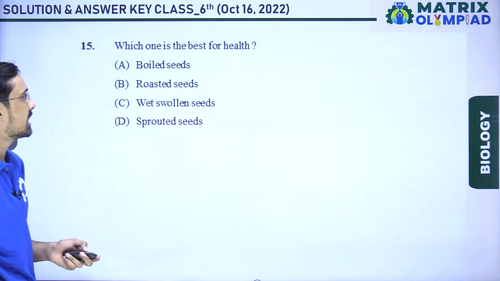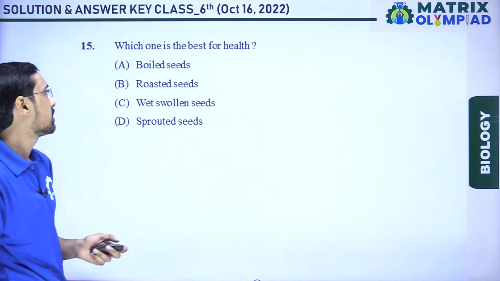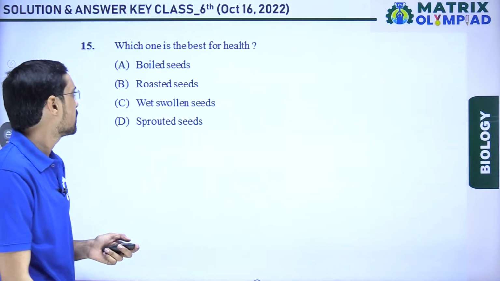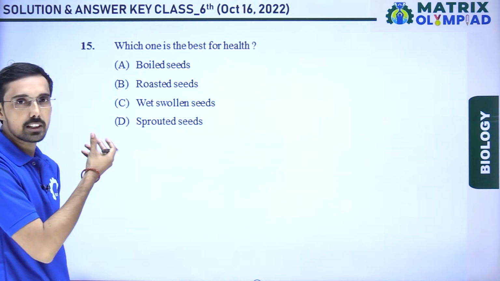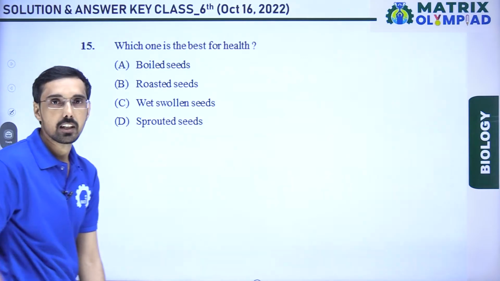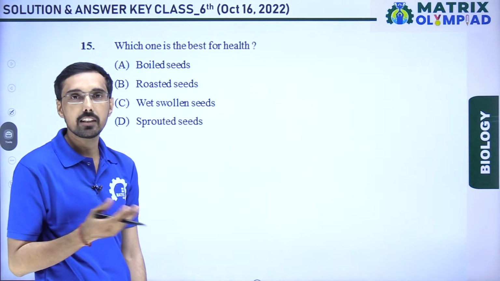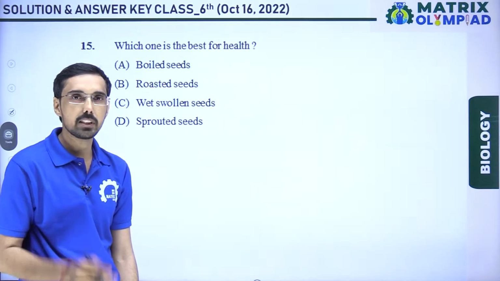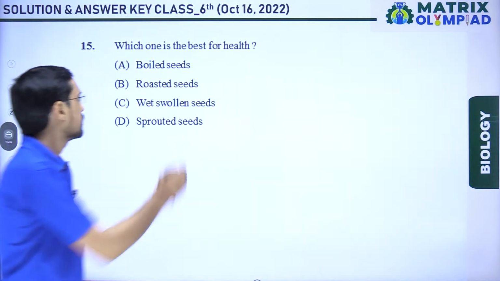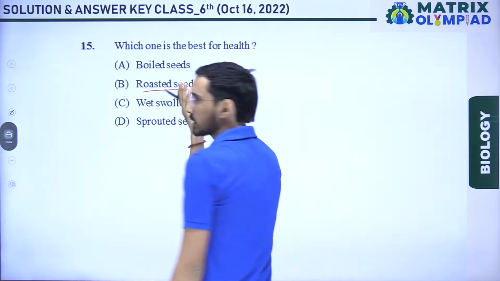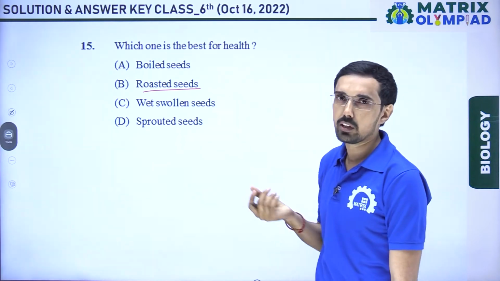Now move to the second question. Which one of the following is best for health? The options given are boiled seed, roasted seed, wet swollen seeds and sprouted seed. As we know, if we boil something, it will lose its content, like vitamins as well as minerals. Now move to the second option, roasted seeds. If you roast anything with oil, it is not best for our health.